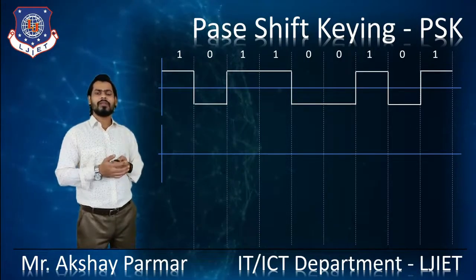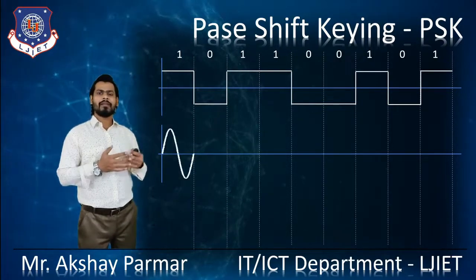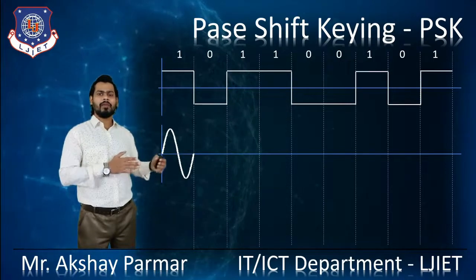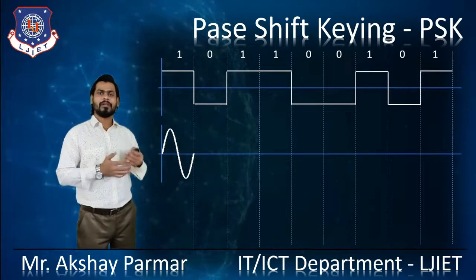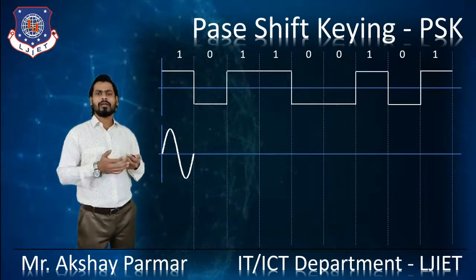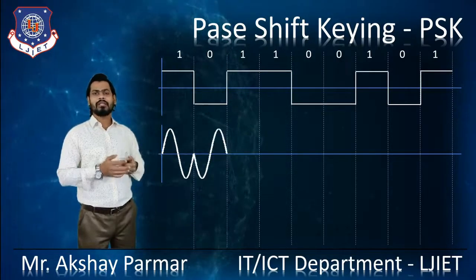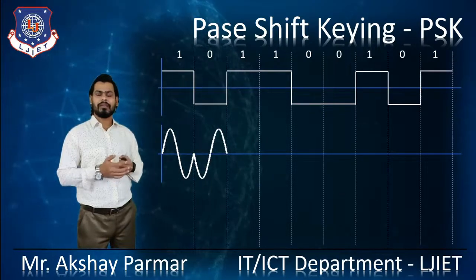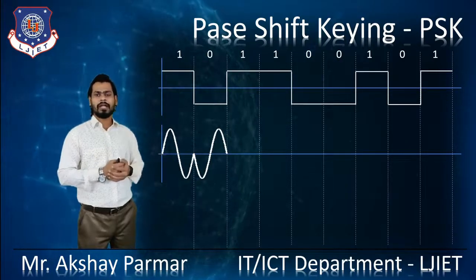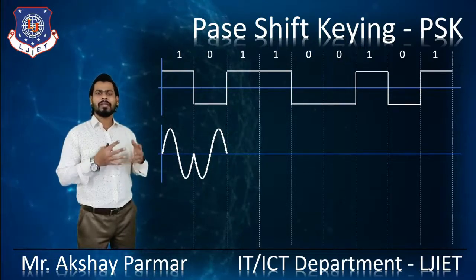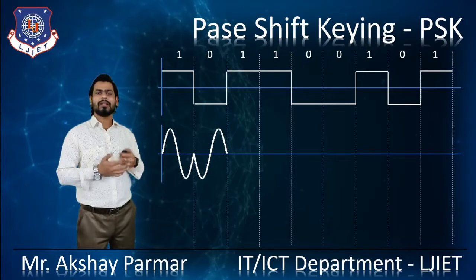First of all, we are representing bit 1 by this phase, right? So whenever bit 1 occurs, it will follow this. After that, whenever bit 0 occurs, its phase reverts by 180 degrees, right? So its phase will be inverted, and that's how we are representing bit 0. Whenever we are representing bit 1, we will follow the signal which has this phase, and whenever we are representing bit 0, we will invert that phase by 180 degrees and represent the second bit.